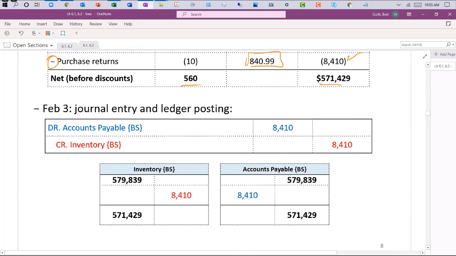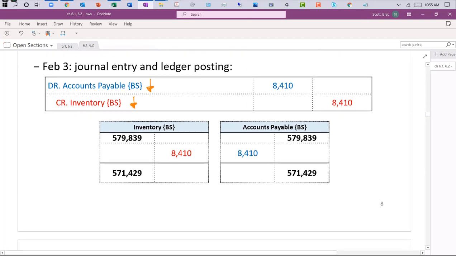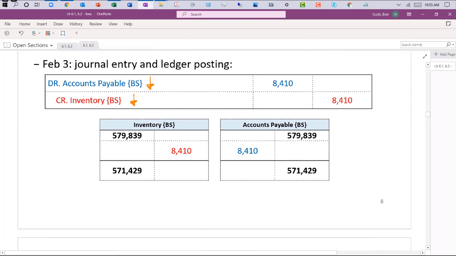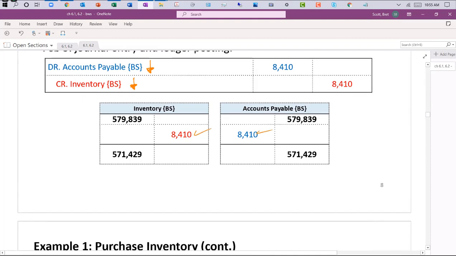When I adjust for purchase returns, I'm actually decreasing the inventory account. I'm also decreasing the accounts payable, the accounts payable specifically to the manufacturer. So I'll have an accounts payable in the accounts payable subsidiary ledger. There'll be an account payable directly to the supplier, the manufacturer. So there's the postings right there.